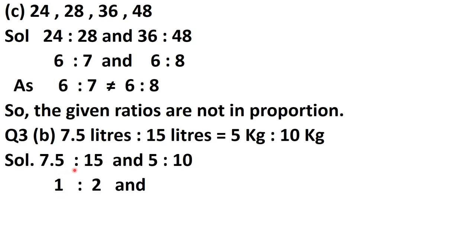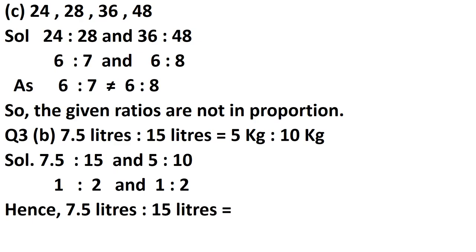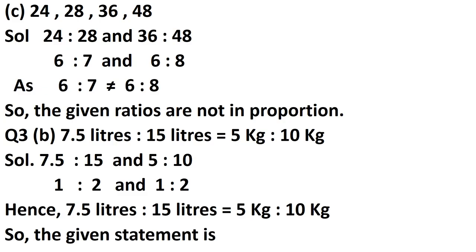It is 7.5:15. So it is 1:2, and 5:10 is also 1:2. Both are equal. 1:2 is equal to 1:2. So they are in proportion. So we can say the given statement is true, because it is given that they are equal. Okay, so we have to say whether it is true or false. So yes, the given statement is true.